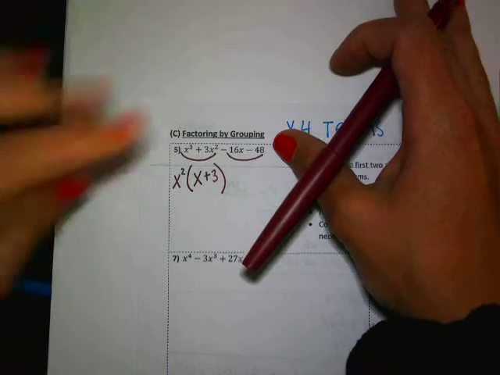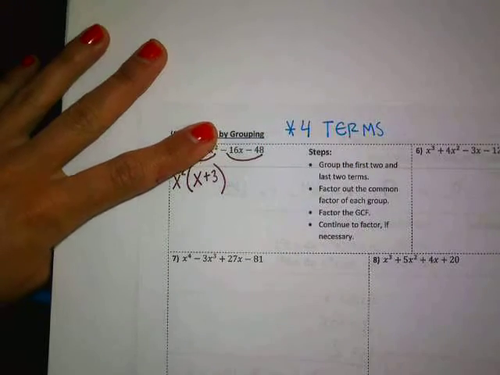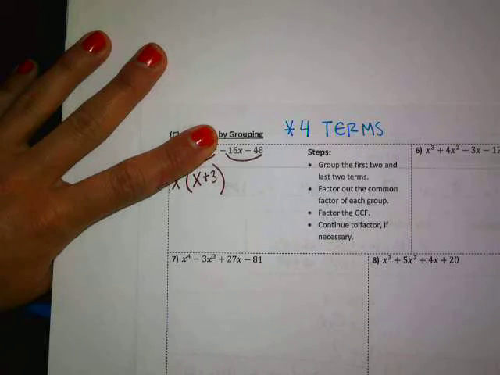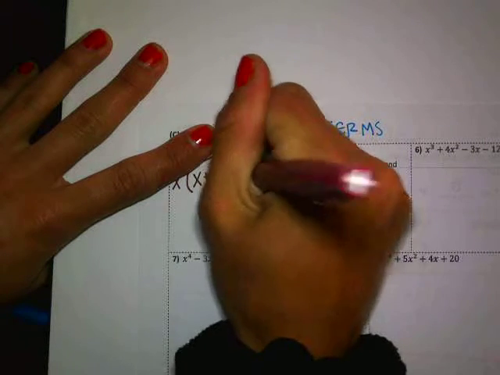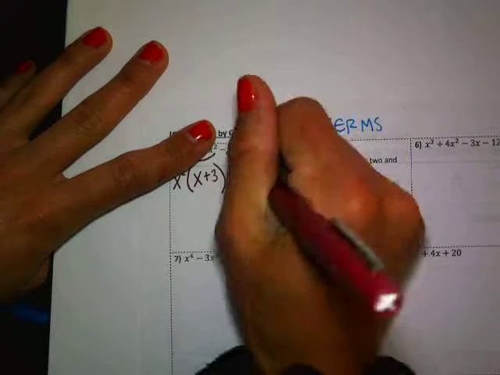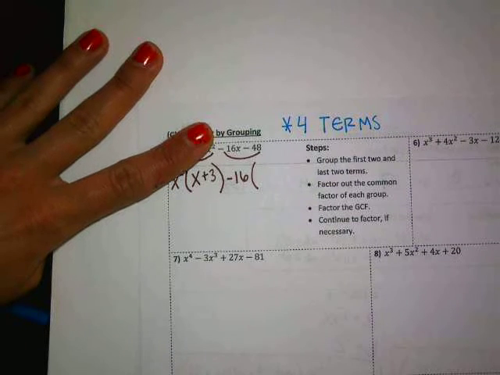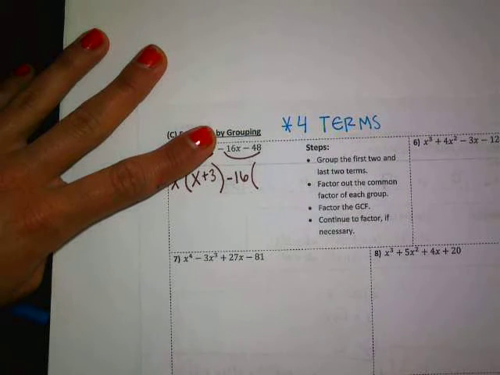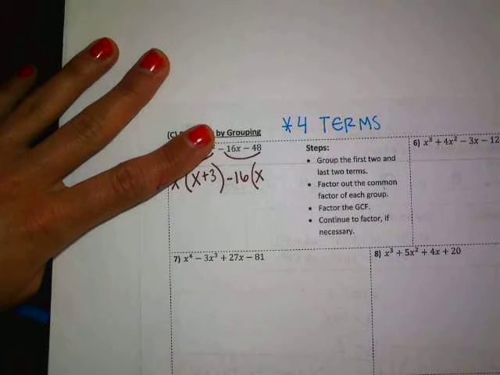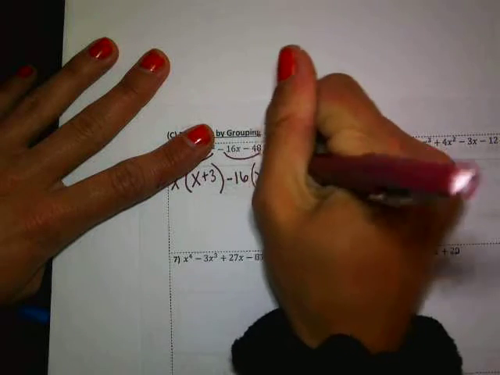All right, now you're looking at the second group, second 2 terms. What number can you distribute out of those? 16, very good. And I'm going to also take the negative sign out, because they both have negatives. All right, when I take negative 16 out of negative 16x, what are you left with? x. And when you distribute out the negative 16 from the negative 48? 3, good. And it's going to be positive because the negative went out.